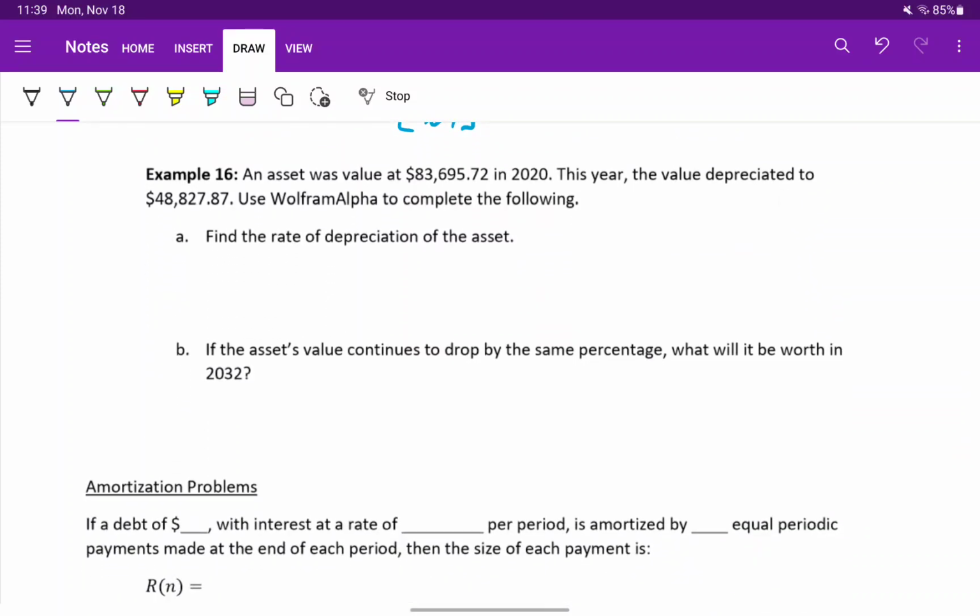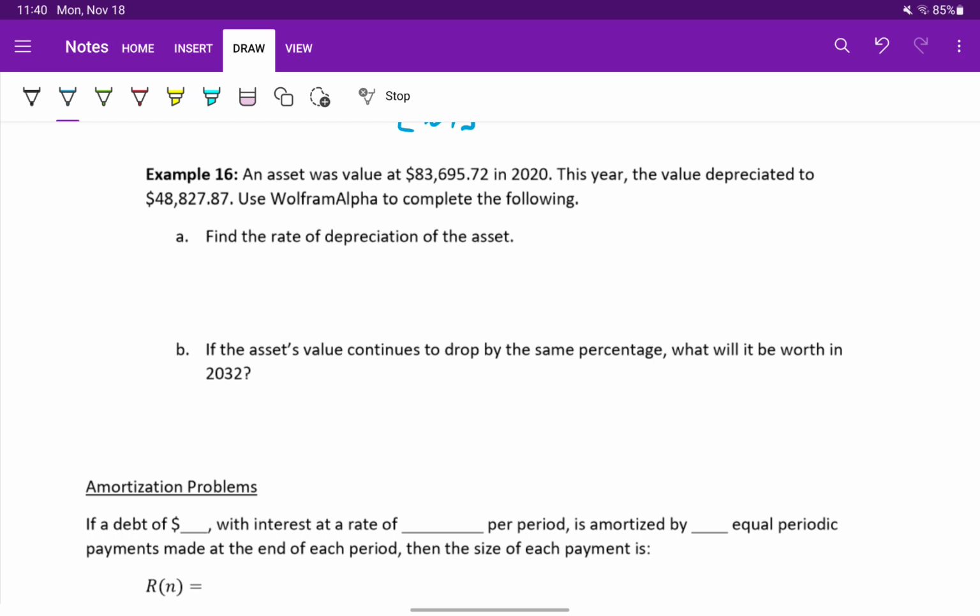In example 16, we have an asset that was valued at $83,695.72 in 2020. This year, the value depreciated to $48,827.87. We want to use Wolfram Alpha to complete the following. First thing we want to do is find the rate of depreciation of the asset.